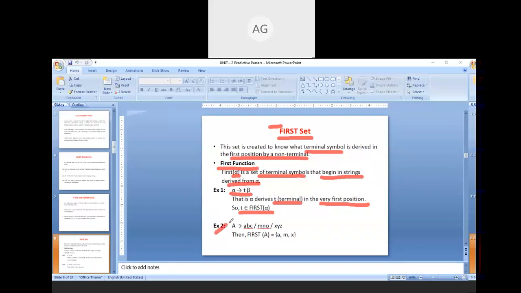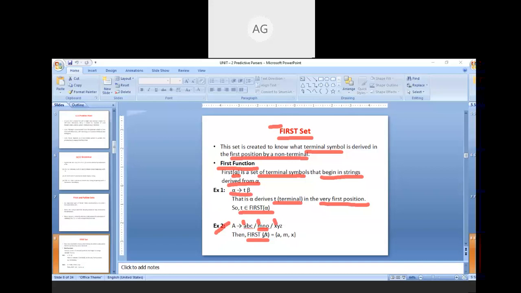As you can see in the second example, A produces these three productions: a b c, then m n o, and x y z. Then we need to calculate the first of A. First of A is the first terminal symbol. In the first production, A produces a b c, so here the first symbol is small a. In the second production, A produces m n o, so here the first symbol is small m. In the third production, A produces x y z, so here the first symbol is x.